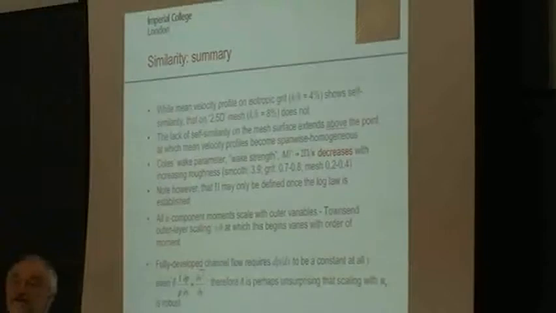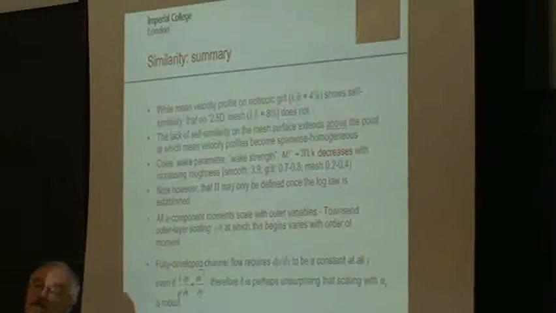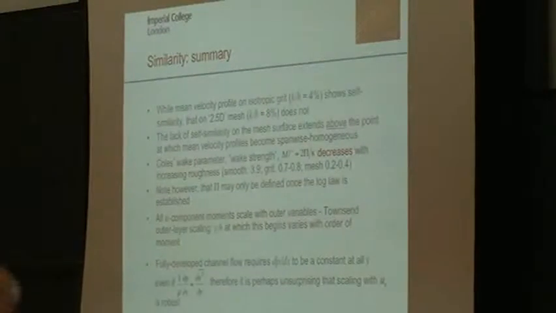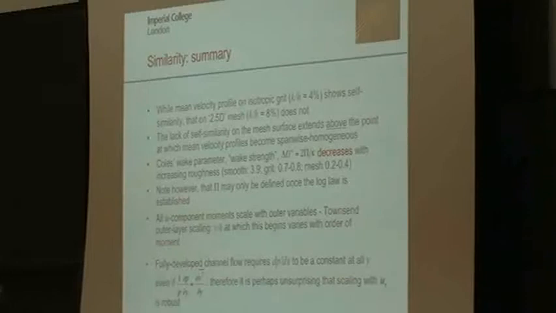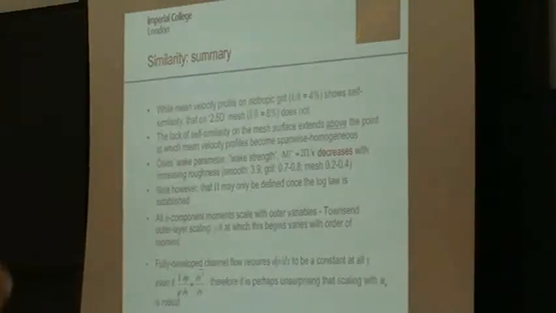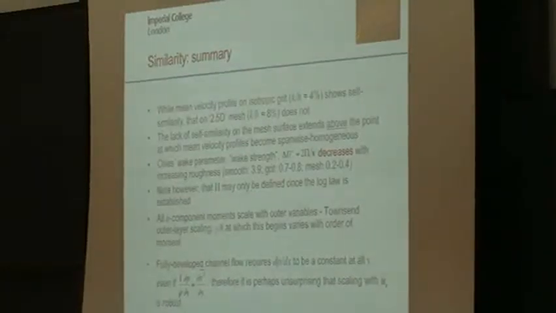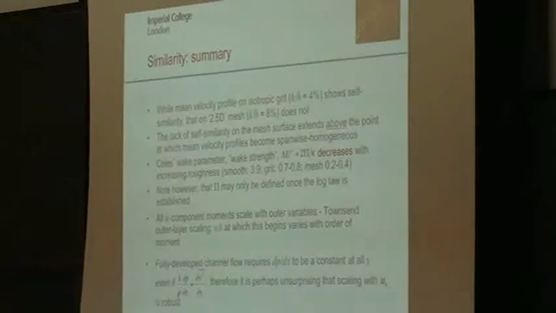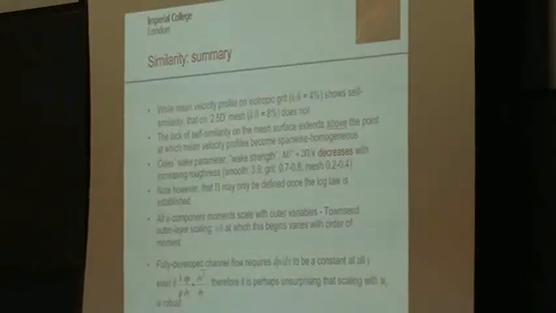So what we did was to correct that lack of full development by using this correction from the Melbourne group, where you can take it to be an offset on the log law for lack of full development. And that then gets you back to a smooth constant. In our case, it's 5.4 with the additive constant.